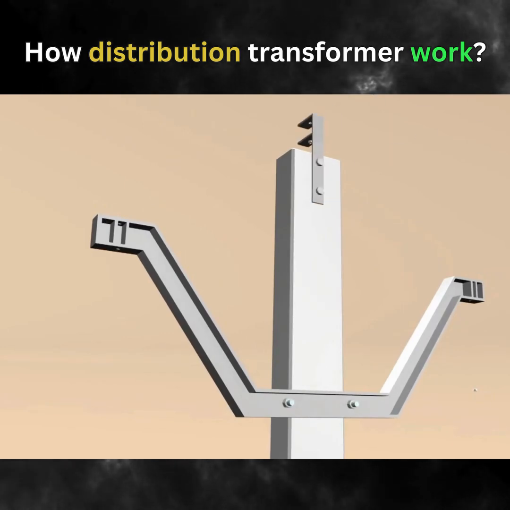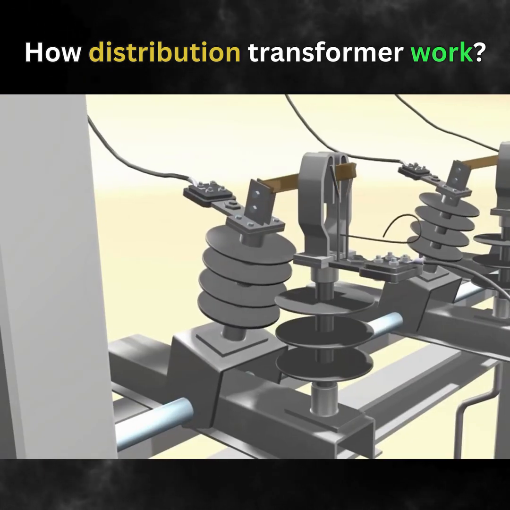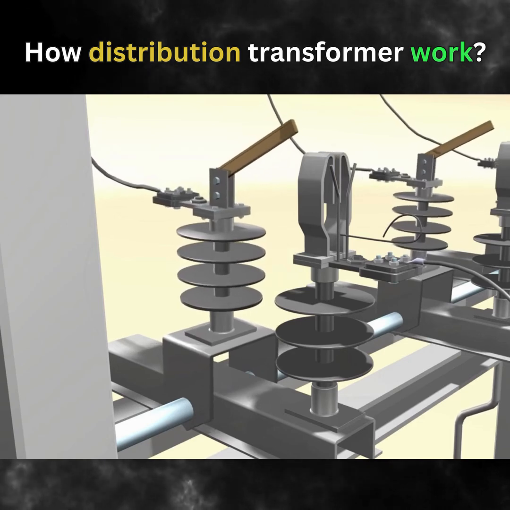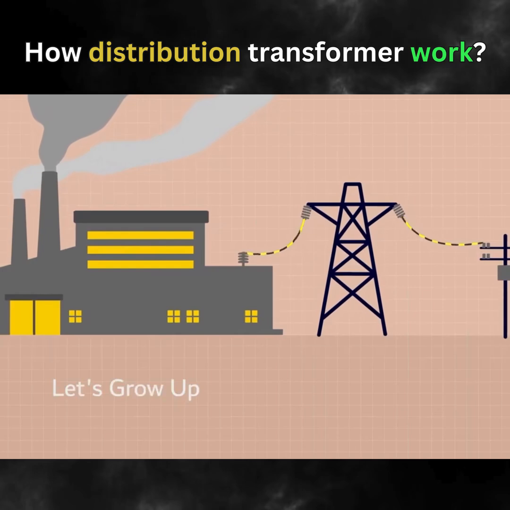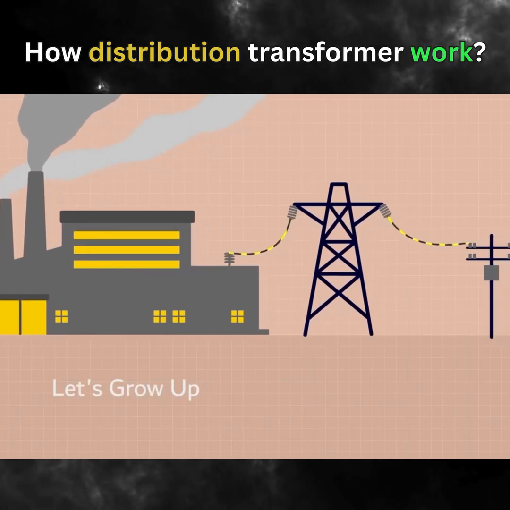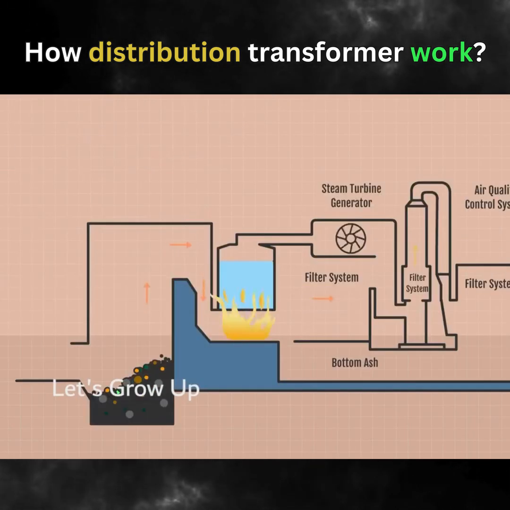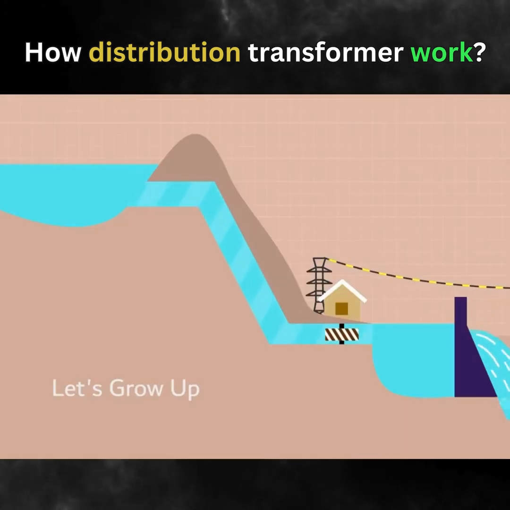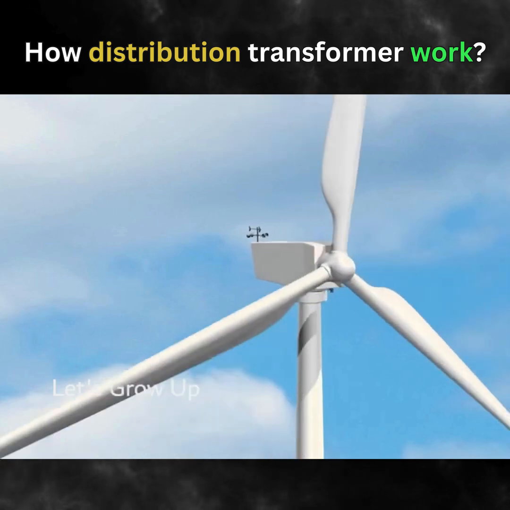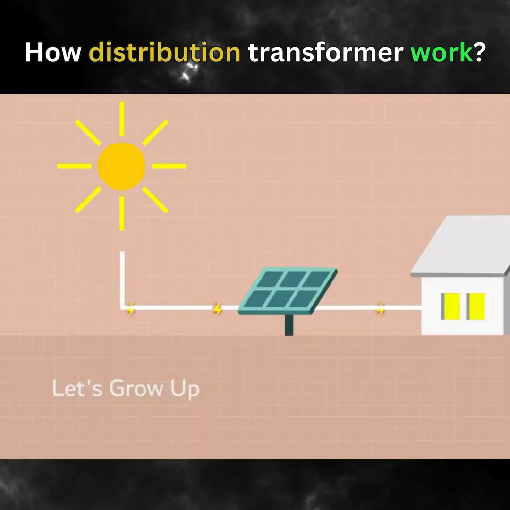Let's start understanding how a distribution transformer works. The electricity is generated at power plants using a variety of energy sources including fossil fuels like coal and natural gas, nuclear power, hydroelectric dams, wind turbines, solar panels, and geothermal sources.